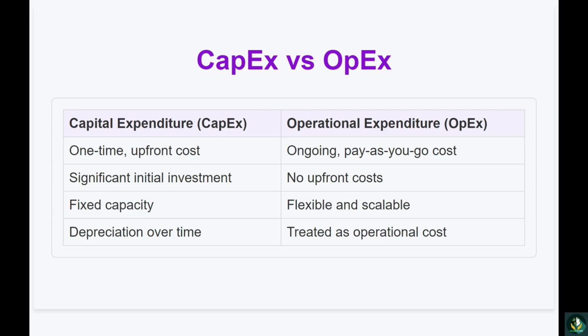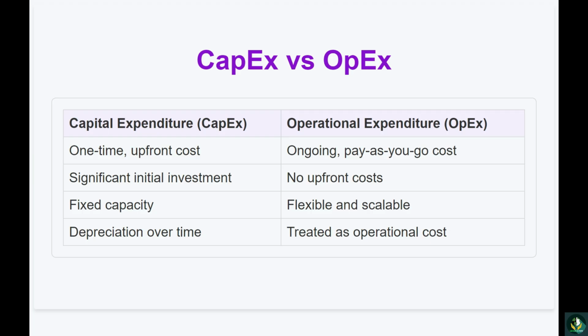The CapEx model has been the traditional approach for many businesses. It offers complete control over the infrastructure and can be cost-effective for stable, predictable workloads. However, it also comes with challenges. The initial investment can be substantial, potentially straining cash flow. Moreover, accurately predicting future needs is difficult, often leading to either over-provisioning, wasting resources, or under-provisioning, limiting growth and performance.